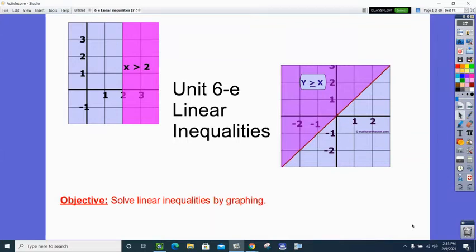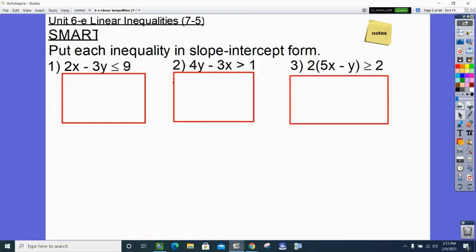Okay, our next section in Unit 6 is going to be to change the equal sign to an inequality. So we're going to start by just graphing a single linear inequality. Basically, we're going to show the solution of a linear inequality by graphing. So the first thing we have to do is get our inequality language and thoughts back in our head.